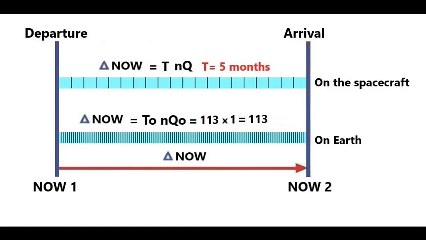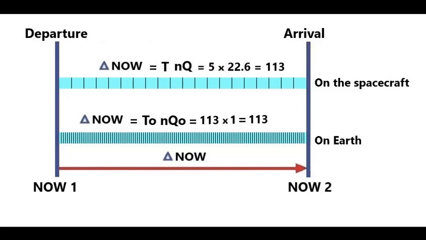The total time measured is 113 months on Earth. For the twin in the spacecraft, t was 5, and own q was 22.6 times longer than 1 month on Earth. The total time measured was also 113 reference months on Earth, but only 5 own months in the spacecraft.